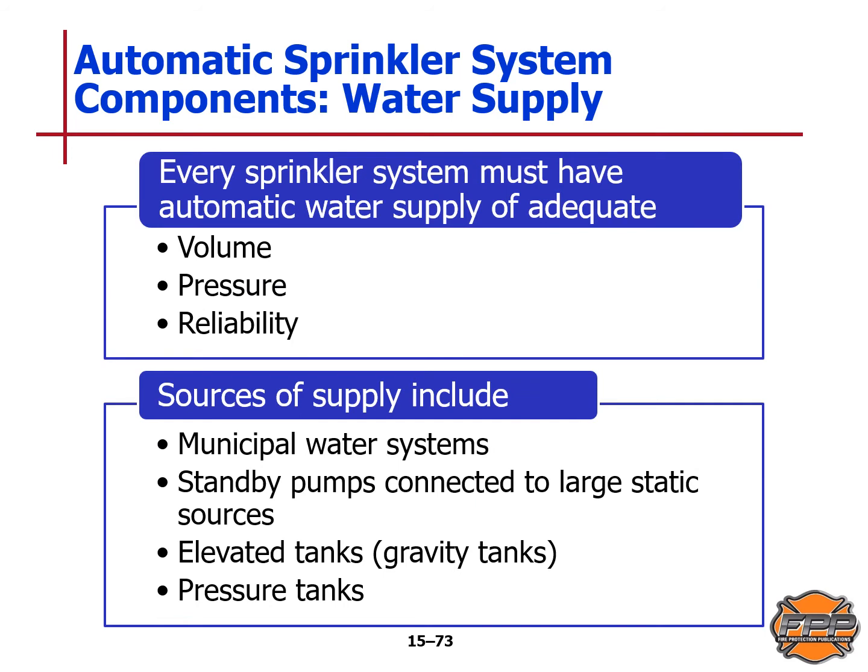Every sprinkler system must have automatic water supply of adequate volume, pressure, and reliability. These sources of supply include municipal water systems, standby pumps connected to large static sources, elevated tanks or gravity tanks, and pressure tanks.